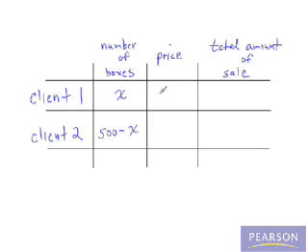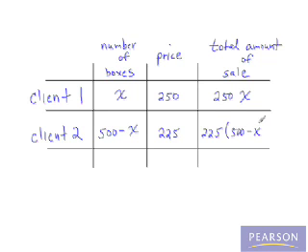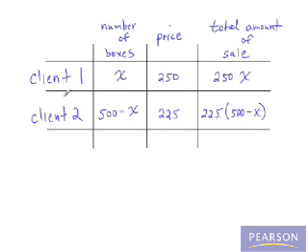We know that Client 1 paid $250 per box, and Client 2 got the discount and paid only $225 per box. Now if we take the price per box times the number of boxes sold, we will get the total amount of sale for that particular client. So 250 times X is 250X, and 225 times 500 minus X would be the expression for the total amount sold to Client 2.